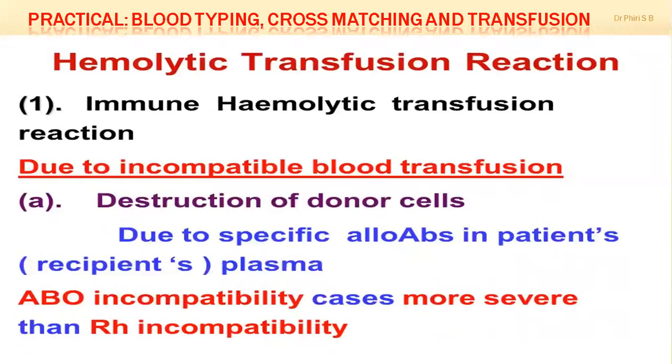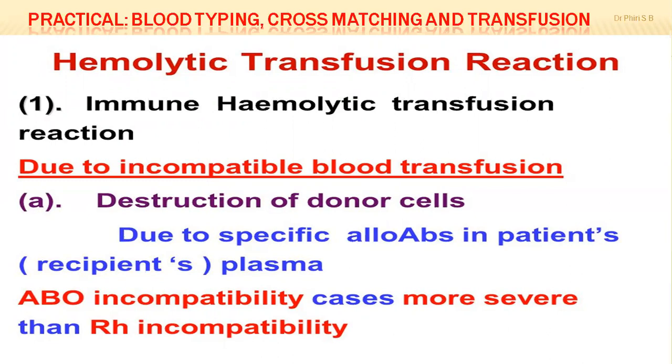So I'll speed up. Blood transfusion. Hemolytic transfusion reaction. When you mix incompatible blood, you expect that there will be agglutination. Why? Because the antigen will start reacting with the antibodies. The immune hemolytic transfusion reaction is due to incompatible blood transfusion. If the blood is incompatible, there will be a reaction because the antigen will start reacting with the antibody.